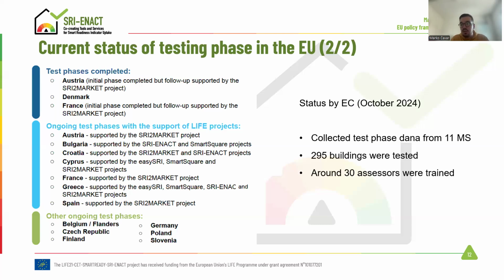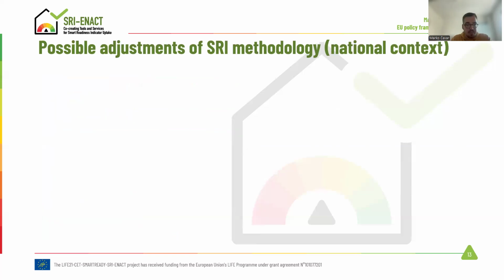Based on this October this year, the European Commission said that they collected data from 11 member states. Around 300 buildings were tested. 30 assessors were trained, and around 130 certificates were issued. So we are progressing. Each member country is progressing, and they are going towards the finalization of how their national context should look like.